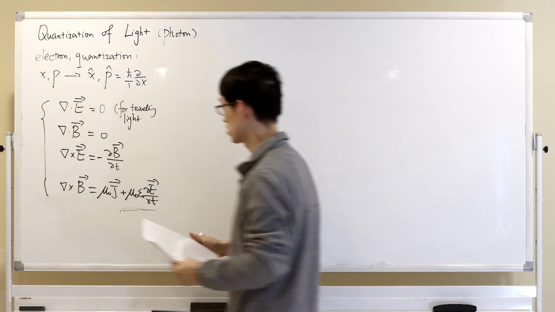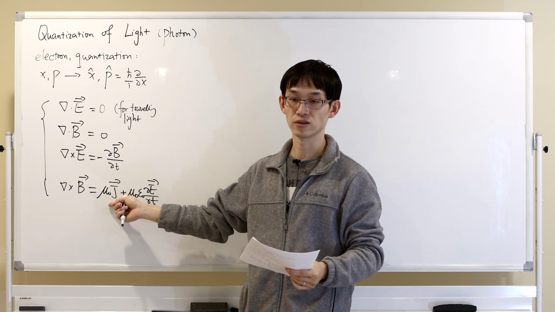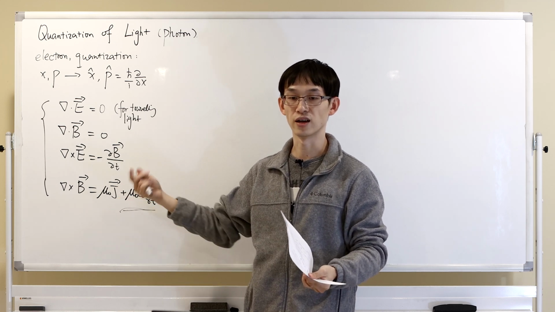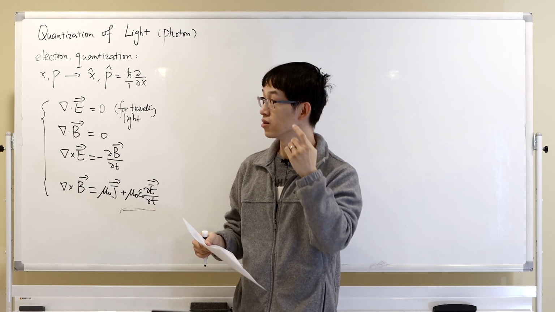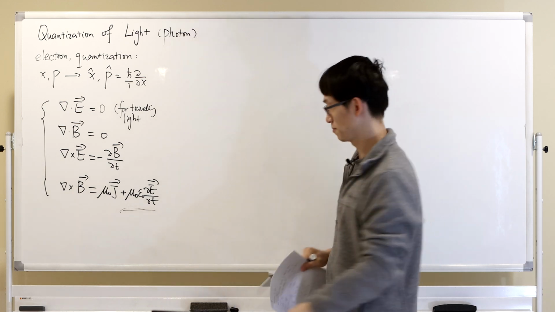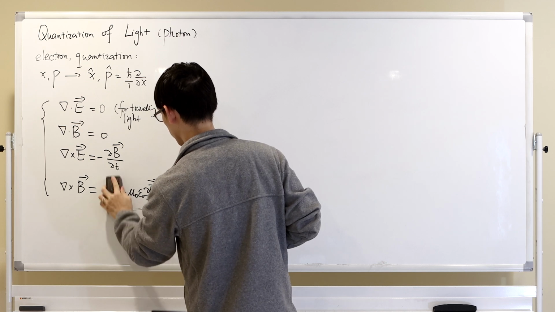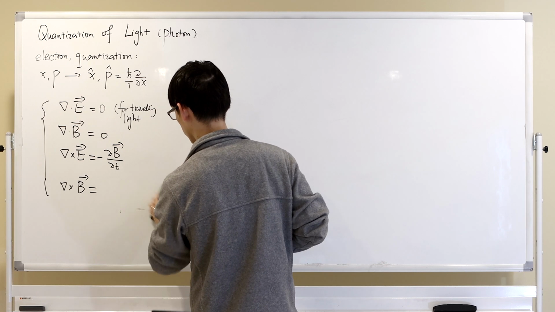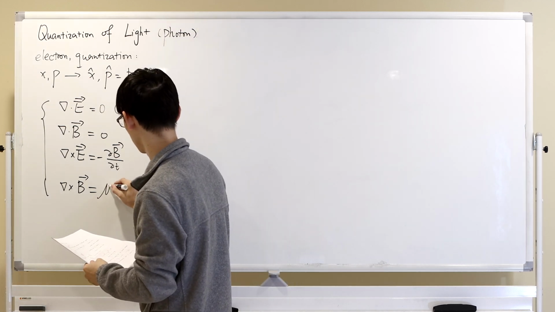Okay, and the same is true for the current right here. Whether you have current or not doesn't really affect the light. It's not like you turn on your electricity and suddenly the light bends. Okay, it won't do that. So also for the traveling light, we get rid of this current term, and then it becomes this.